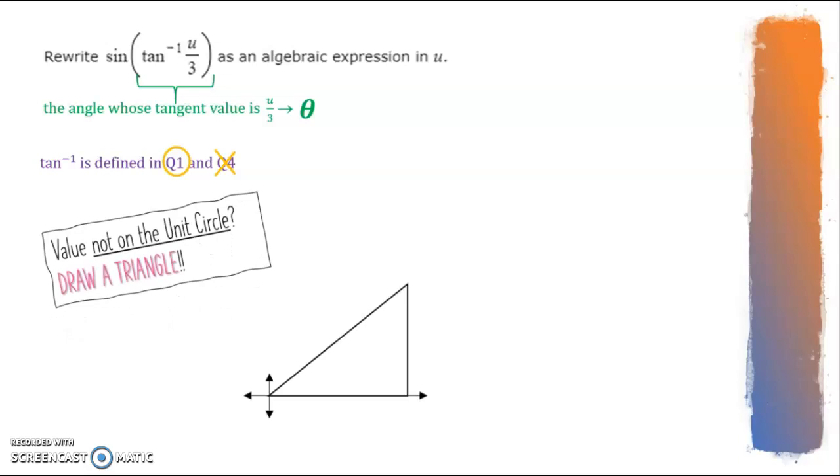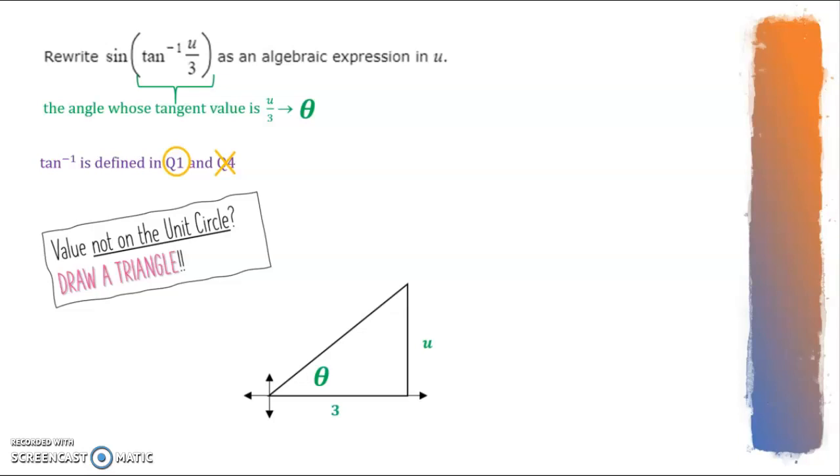So we're going to start with what's on the inside, and this is asking for the angle whose tangent value is u over 3, and we're going to call that angle theta. Inverse tangent is defined in quadrants 1 and 4, but since our value is positive, we must be in quadrant 1. And since u over 3 is not on the unit circle, we're going to draw a triangle. I'm going to put my information in the triangle.